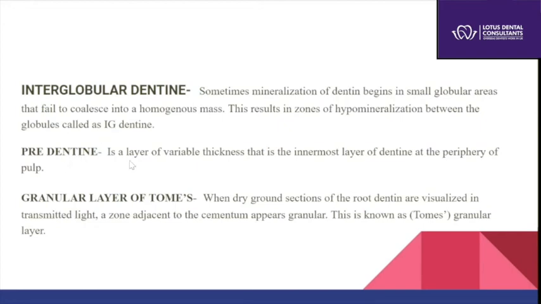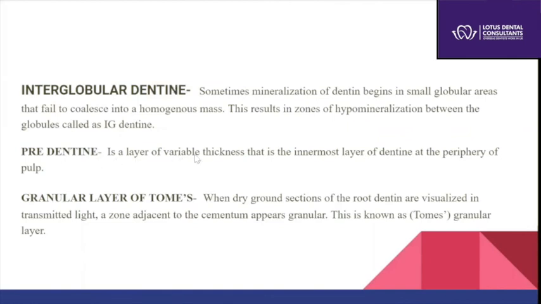Predentine is a layer of variable thickness that is innermost. Can I ask a question? What are small globular areas? Small globular areas are, for example, when mineralization is occurring in dentine, it is not laid down as a matrix. Sometimes mineralization occurs in small spots, right? And if they fail to join together and form a homogeneous mass, then it becomes interglobular dentine. Okay.